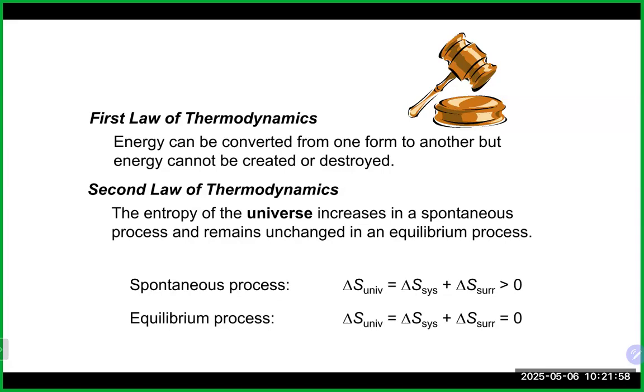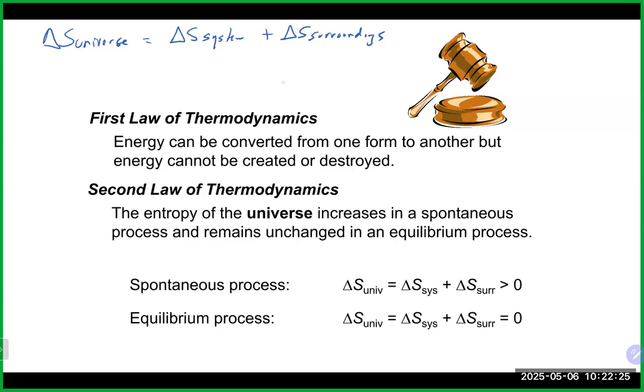So when we look at entropy to help us determine whether or not we have a spontaneous process, we actually have to calculate the delta S of the universe. And the delta S of the universe is made up of two things: the delta S of the system and the delta S of the surroundings.